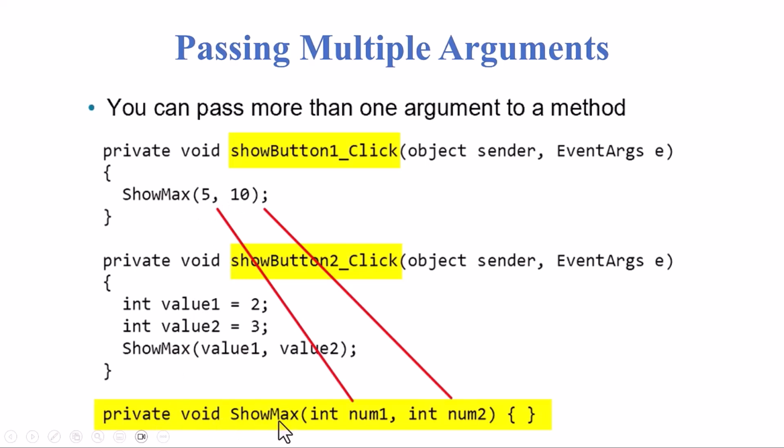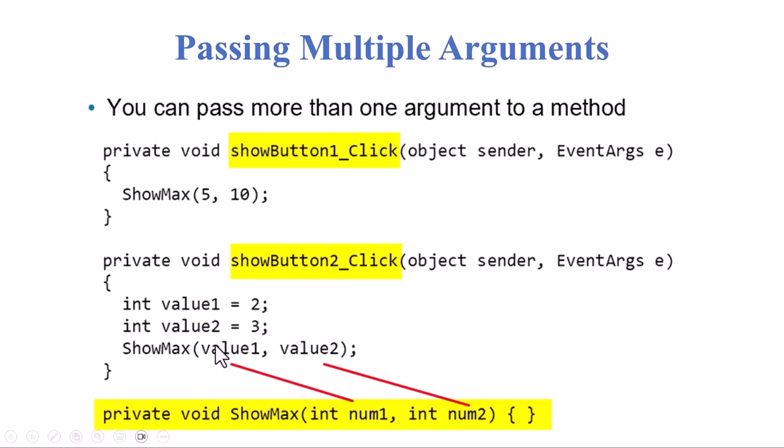Here's the method. It's expecting an integer as num1, and an integer as num2. It sets up its own variables. So the 5 goes into num1, the 10 goes into num2, and then it does whatever the code underneath says. In the case of showButton2 calling it, we have value 1 and value 2 with data in. Value 1 has 2 in it, value 2 has 3 in it. When we call showMax, value 1 gets sent to num1. Num1 becomes the 2, the num2 becomes a 3, and it does whatever it has to do as we go through that.